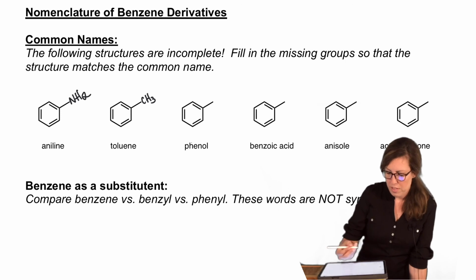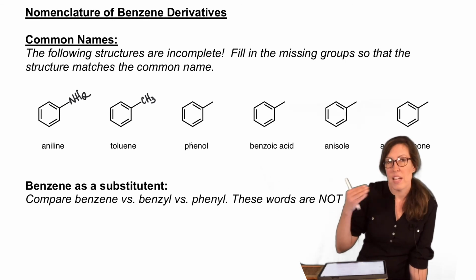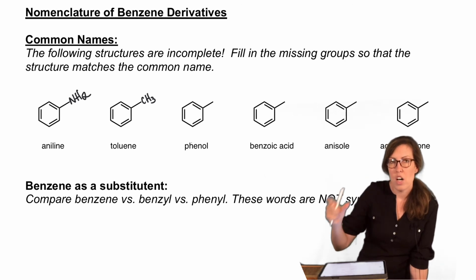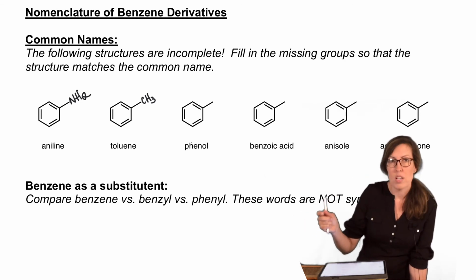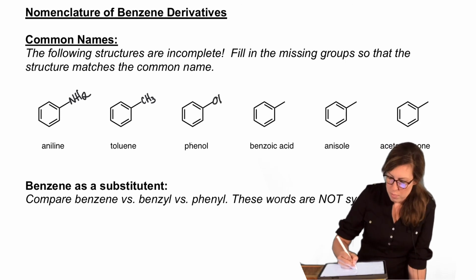Phenol, we've seen that one before. Phenyl is sometimes what we use to refer to a benzene substituent. And then -ol is the suffix for alcohol. So that means we have an alcohol on a benzene ring. Benzoic acid means we have the carboxylic acid on a benzene ring.